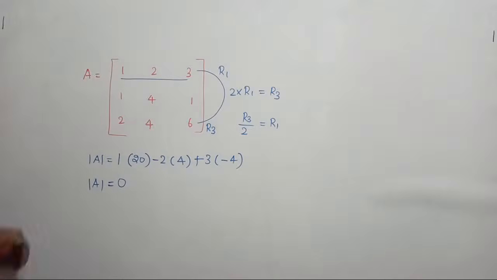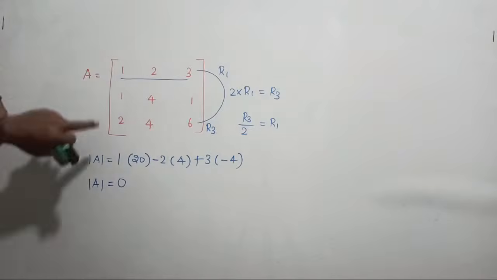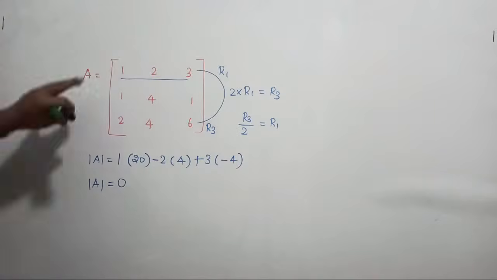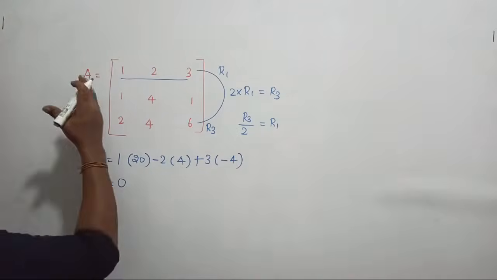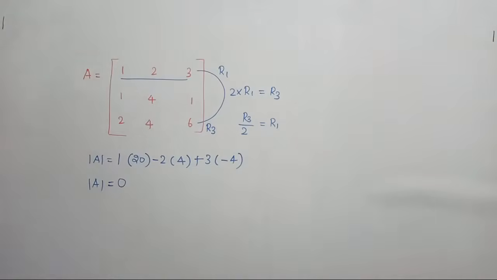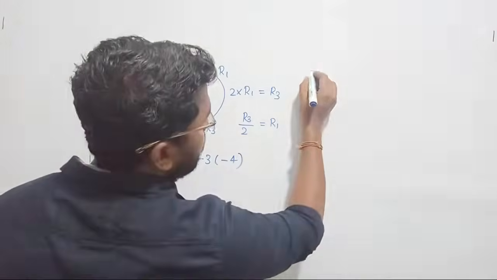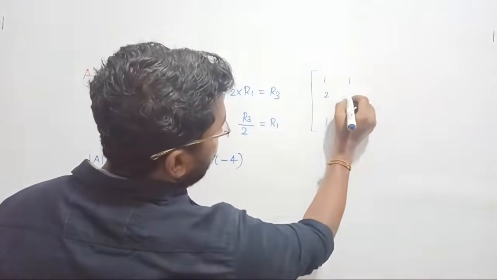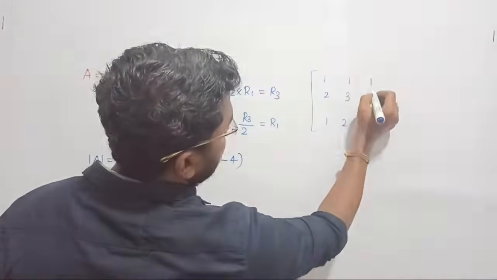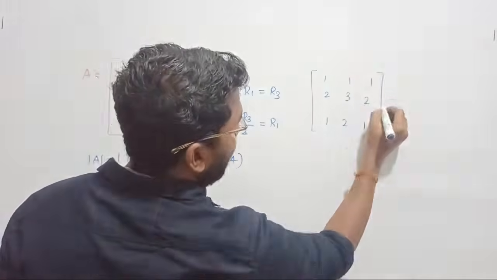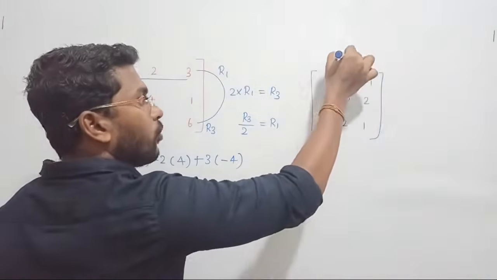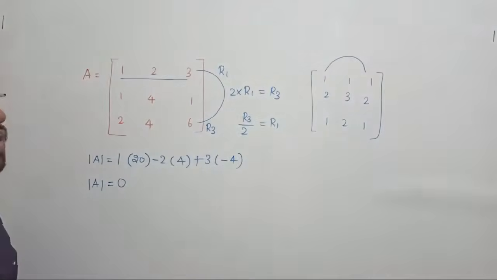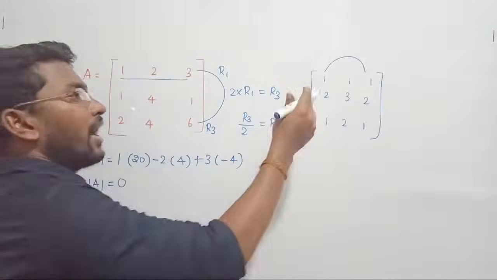If two rows are dependent on each other, or if two columns are dependent on each other, let me prove it. Listen, let us take 1, 2, 1, 1, 3, 2. Let us take 1, 2, 1. See there, column number 1 and column number 2 might be identical or not.